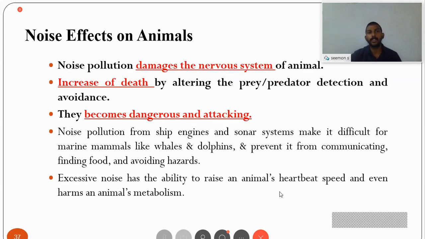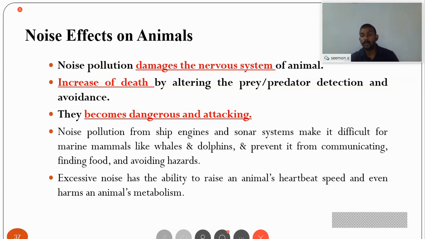Next, noise effects on animals. So first is the noise. Continuous exposure to higher levels of noise may damage the animals' nervous system, increase their death rate, and make them dangerous, prone to attacking. If the sound is high near a cow or a dog, it starts to attack. So those things will happen.